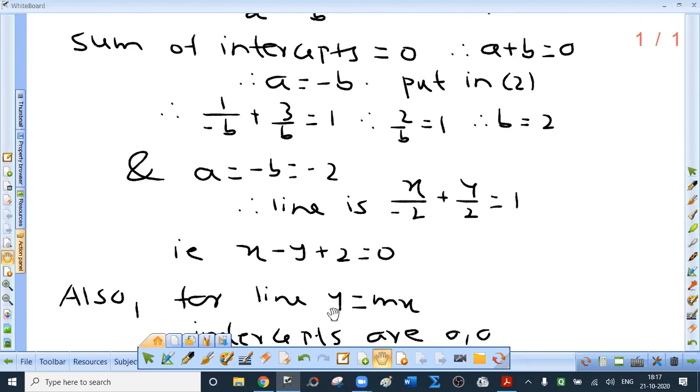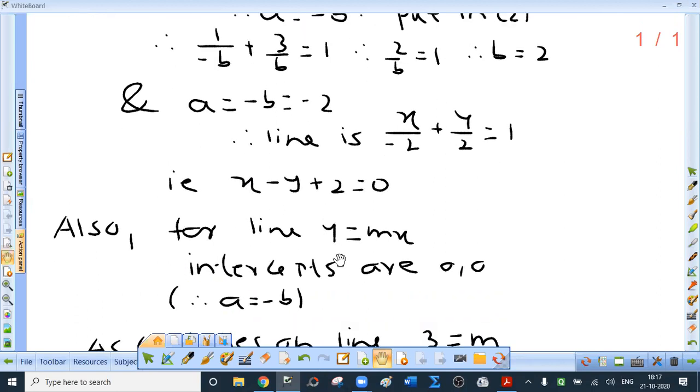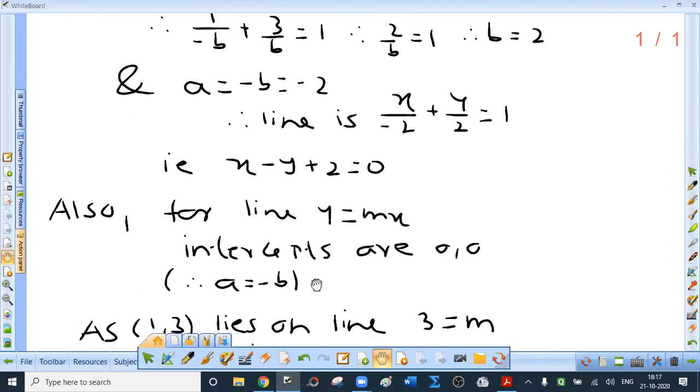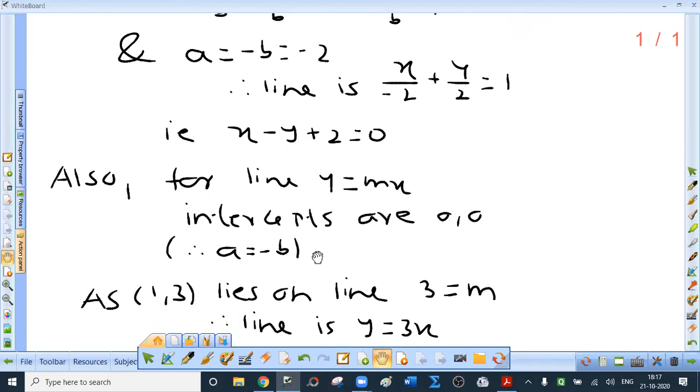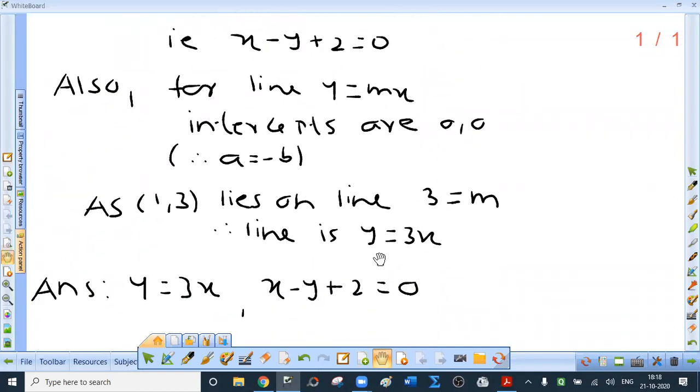But note that for the line y equal to mx, what are the intercepts? x and y are 0, 0. Can I say 0 equal to minus 0? Yes. And therefore, the line can be y equal to mx also. But the point (1, 3) lies on the line, so the coordinates will satisfy the equation. That gives me m equal to 3. My aim is to find the equation of the line, so it is y equal to 3x. So there are two answers: y equal to 3x, and x minus y plus 2 equal to 0.